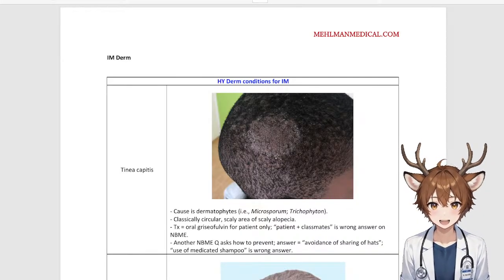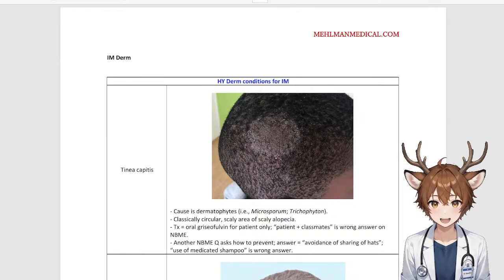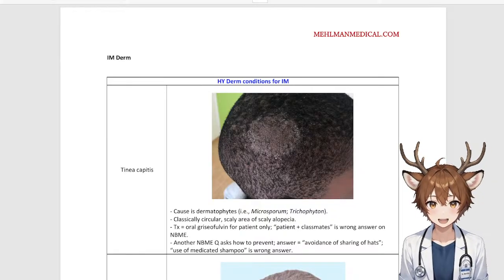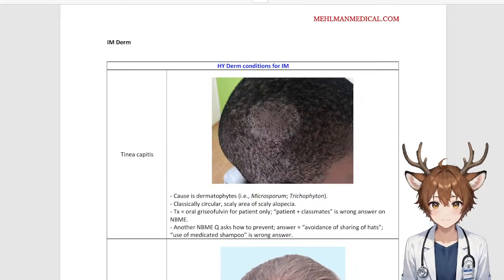Another NBME question asks you how to prevent it. The answer should be avoidance of sharing of hats. Use of medicated shampoo is the wrong answer.